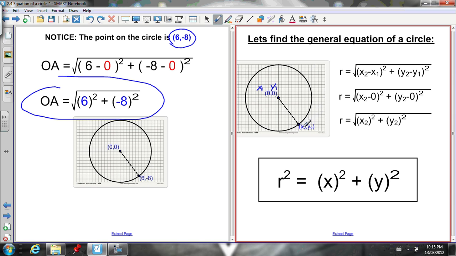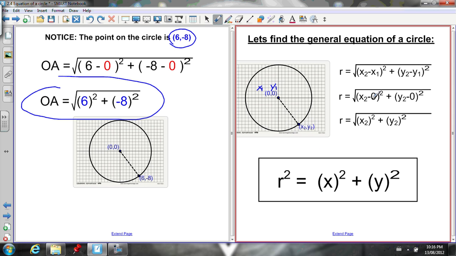So for any point x2, y2, let's come up with an equation that will be satisfied by any point on the circle. That will give us the equation of a circle. We know the length of the radius equals the square root of x2 minus x1 squared plus y2 minus y1 squared.